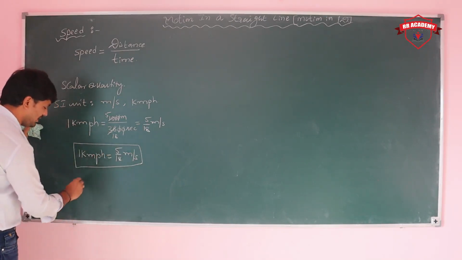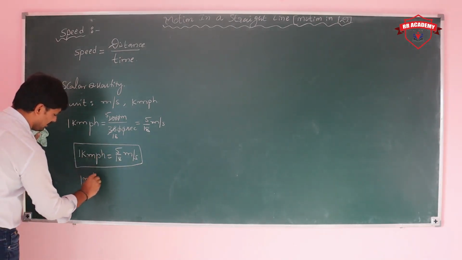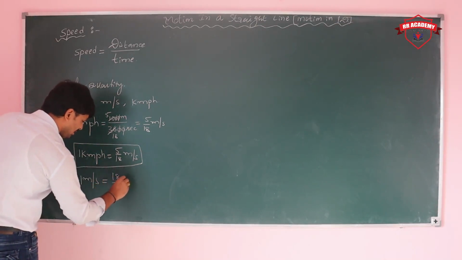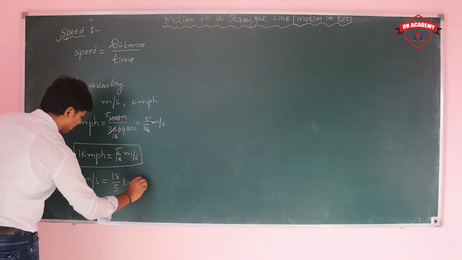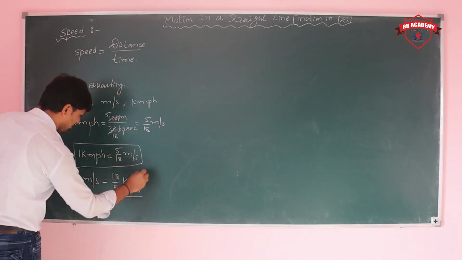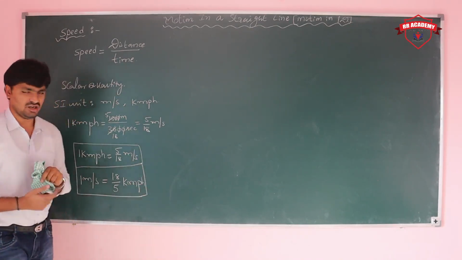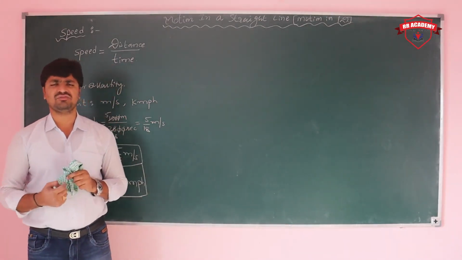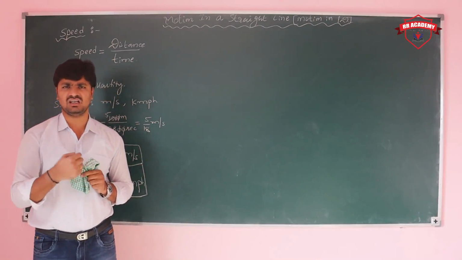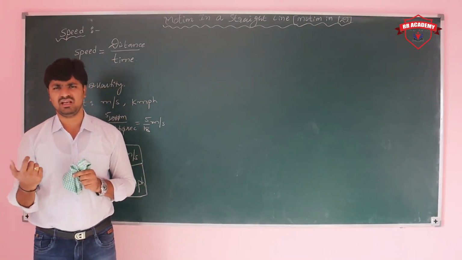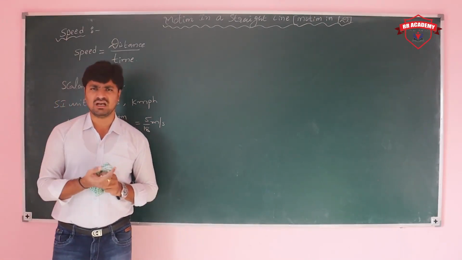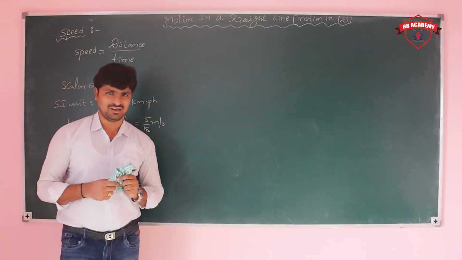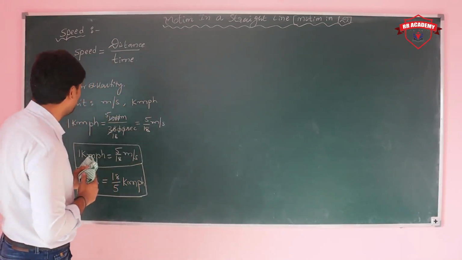Writing the reverse, 1 meter per second is equal to 18 by 5 kilometer per hour. These are very important conversions, because whenever a problem is given in kilometer per hour but the answer is required in meter per second, you need to convert it.